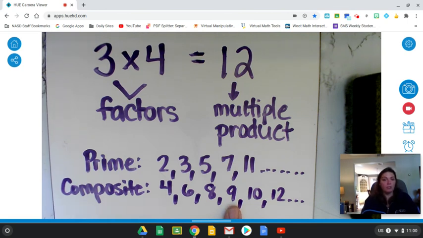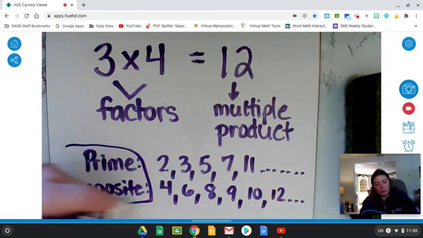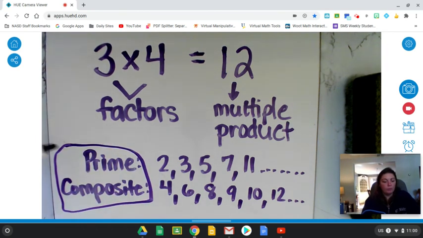A little trick to remember the difference between prime and composite. Which of these words is longer? Which one has more letters, prime or composite? Yeah, composite has more letters. And you can use that to help you remember. Well, it has more letters because composite numbers have more factors than prime. So use that little hint to help you remember things.